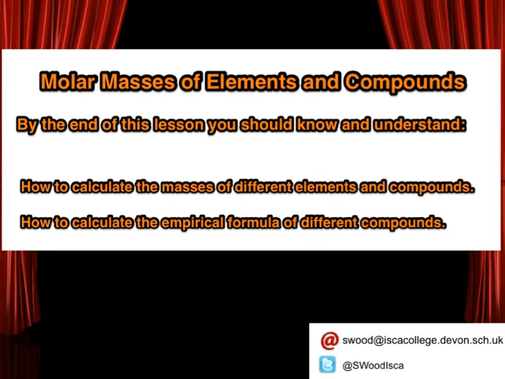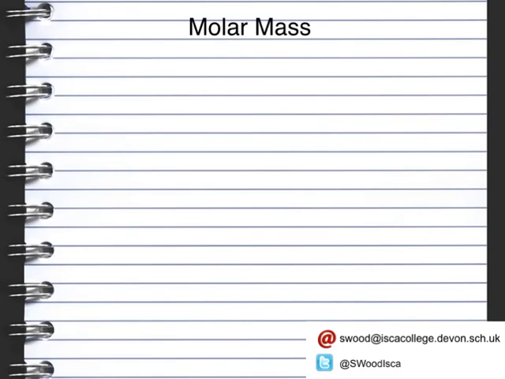Okay, so our objectives for today, where we're looking at masses of elements and compounds: you should be able to calculate the mass of different elements and compounds, and even elements in compounds, and be able to work out the empirical formula of different compounds, and we'll look at what the empirical formula is in a moment. Now last time we looked at molar mass of particular chemicals, and today we're going to do exactly the same.